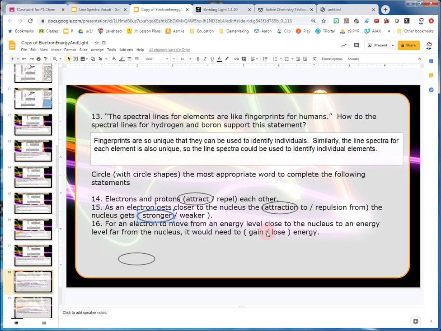And since electrons want to be close to the nucleus and they don't want to be far away from the nucleus, then the electron would have to gain energy. We would have to take some energy and give it to the electron because it's going uphill. You need more energy to go uphill than you need to go downhill. So some energy comes in, the electron absorbs it, and it's in a high energy state.